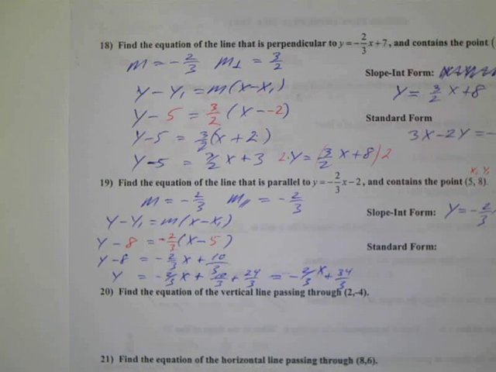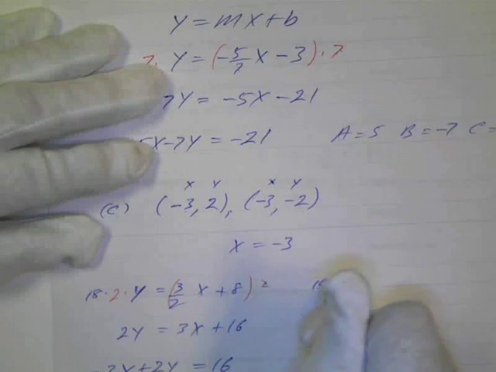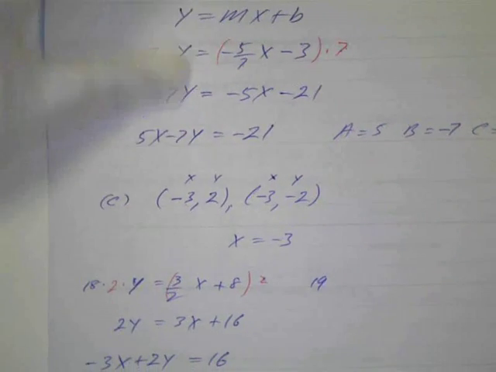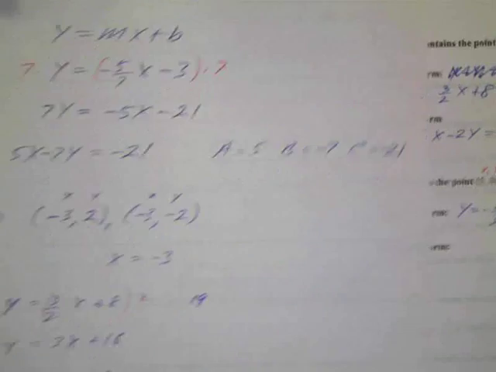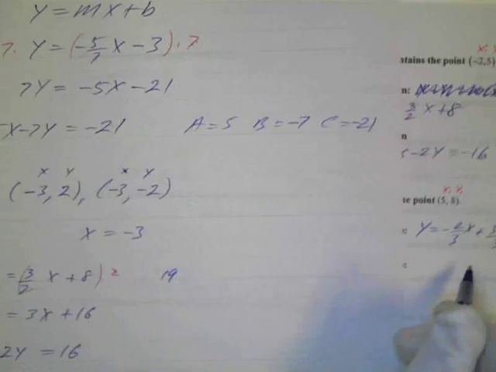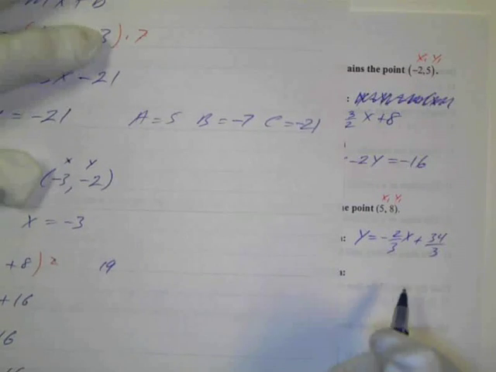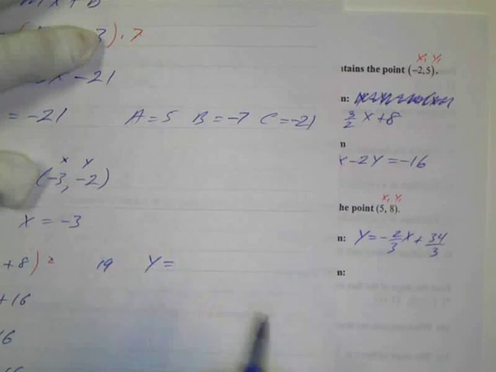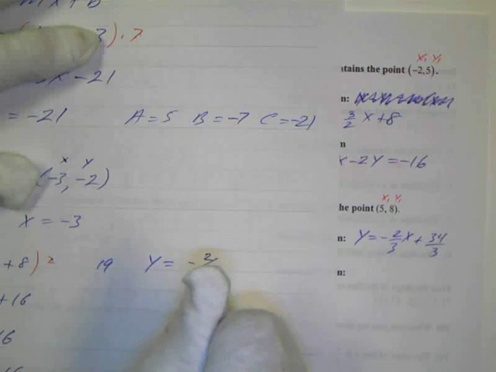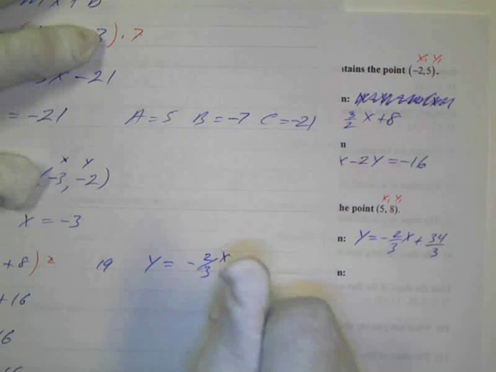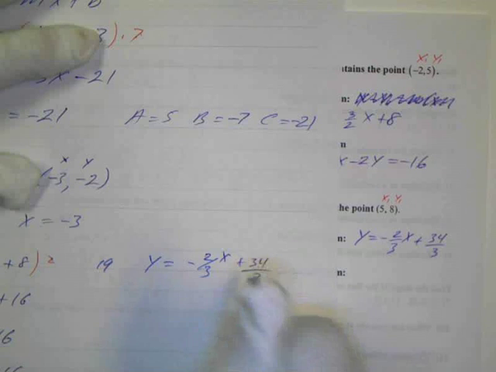Now if I want to get that in standard form, I'm going to do this over here. This will be number 19 so I can see this. Okay, I'll take that equation over here. I guess you can see it over here. Yes. Y equals negative 2/3 x, make sure your x looks like it's on top, plus 34/3.